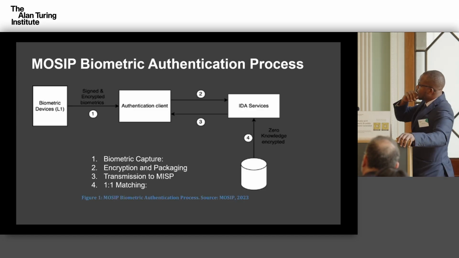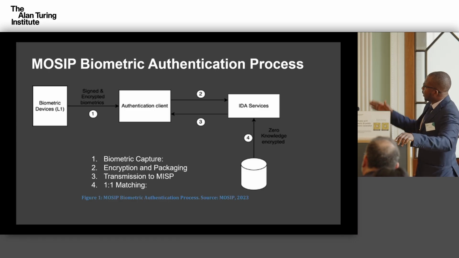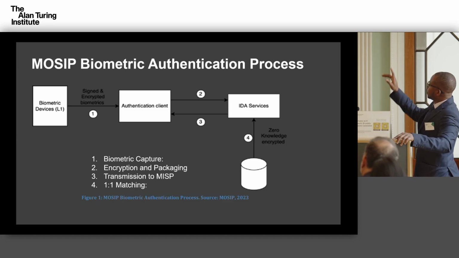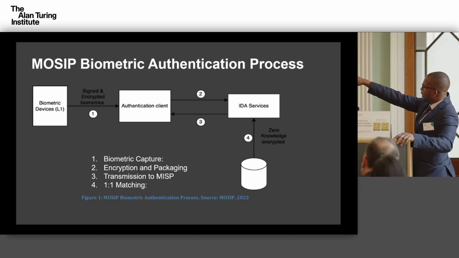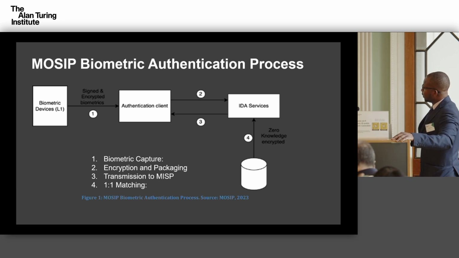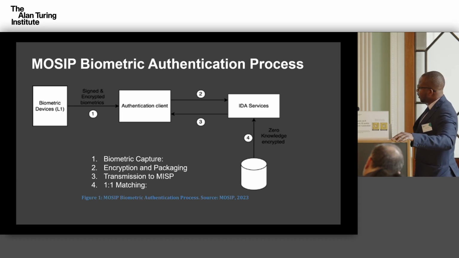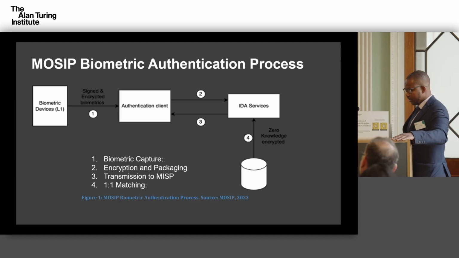If you look at this, you have a biometric device, which is likely an L1 device, and it is signed and encrypted when the data is taken, and it goes through the authentication client. Then the authentication client pushes it to the IDA service, where the matching is done. If you look at the numbers, 1 is the biometric capture process, 2 is the encryption and packaging, 3 is how the transmission is done, and the 4th one, the zero knowledge encryption, is how the matching or biometric verification is done.